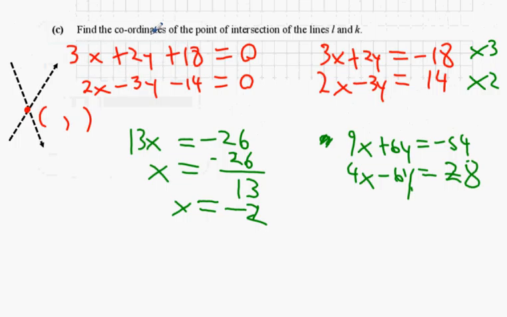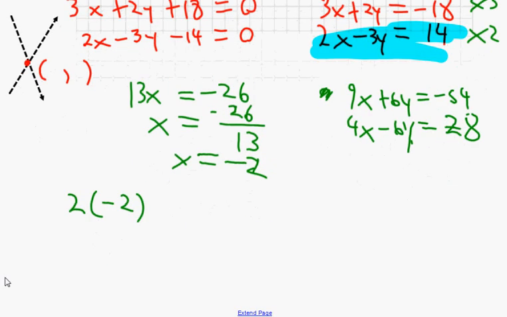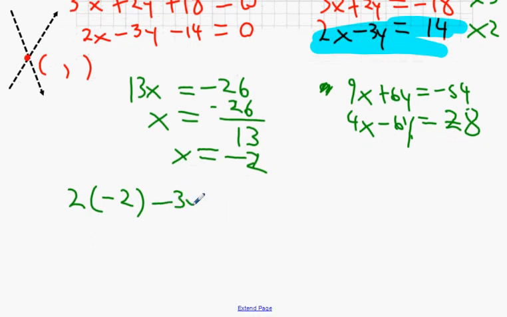If x equals minus 2, lads, we have to find the y value. How do you find the y value? Once you sub it into one of the equations. I'll probably choose... Let's go with that one, yeah? So, we'll go with that one there. So what I get is 2 times minus 2 minus 3y equals 14. Minus 4 minus 3y equals 14.